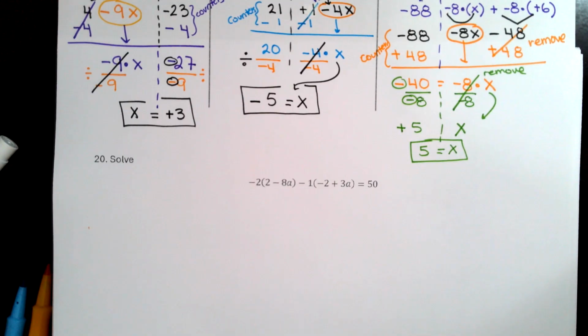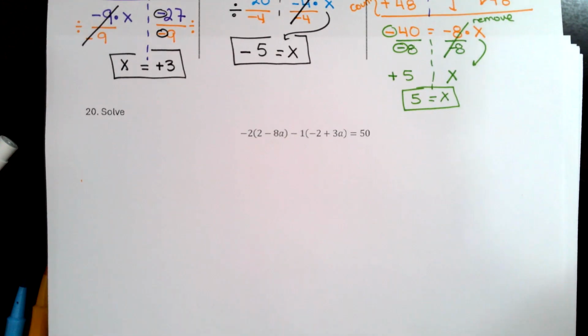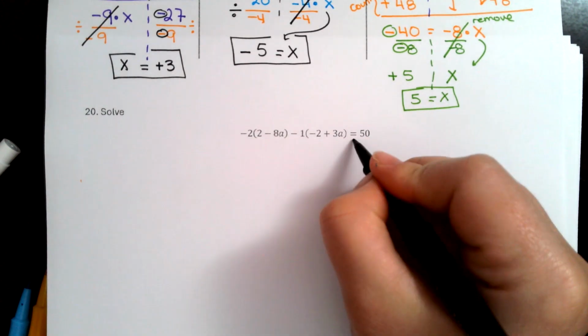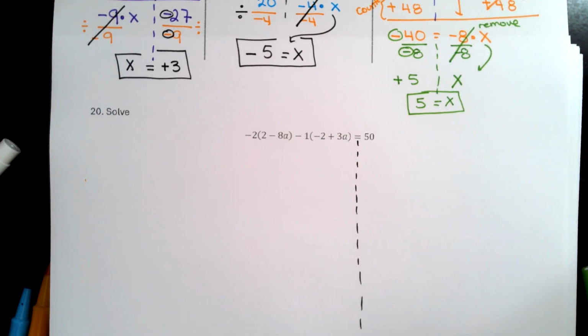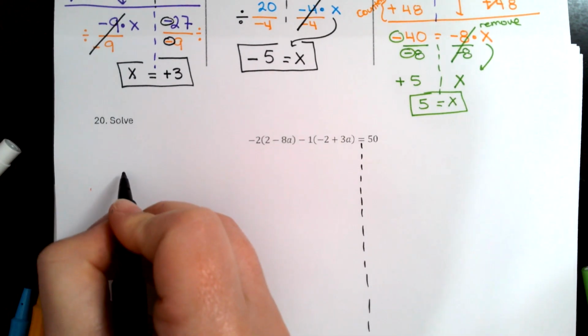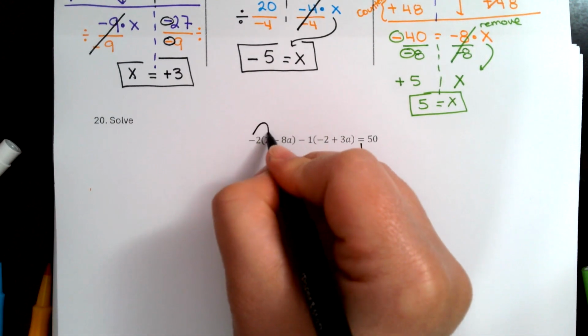Okay, and this one here is kind of a level 4 because it does require you to do distributive property, combining like terms, and then solving. So I gave you a little bit of extra space for a reason. Let's do a big dotted line for balance. I'm going to start here. I need some space. I'm going to start by distributing that -2.